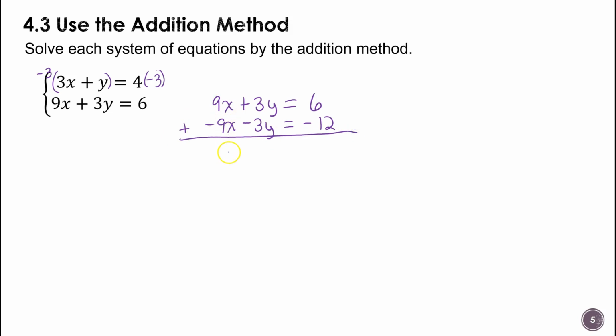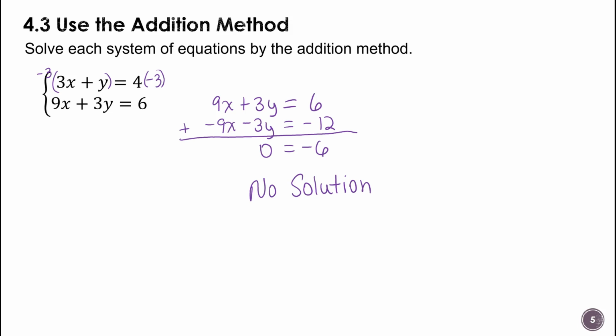So 9x minus 9x is 0. 3y minus 3y, that's a 0. And on the other side, we'll just say 0 on this side. On the other side, I get negative 6. Well, that is not a true statement. 0 equals negative 6 is false. So this one happens to be no solution. And that's going to happen sometimes. So if that is a false statement, that's when we know we have no solution as our answer.